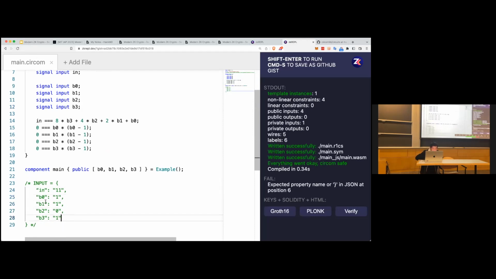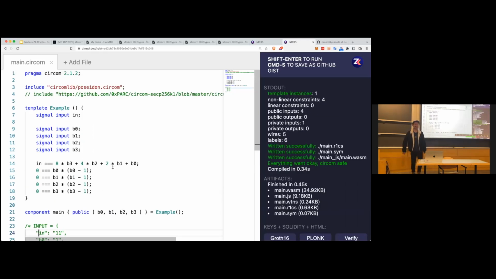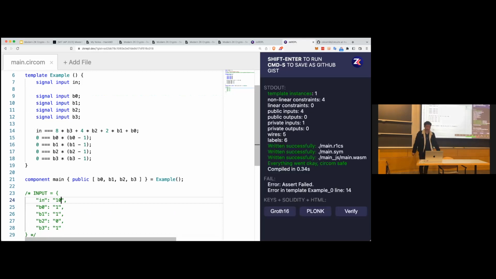Does this look malformed somehow to anyone? Yes, your opening brace. Oh, okay, cool, thank you. Everything went okay, Circom safe, and no errors about assertions, so this is valid. Again, we can check what happens if this is not actually the binary representation of in, we get assert failed.